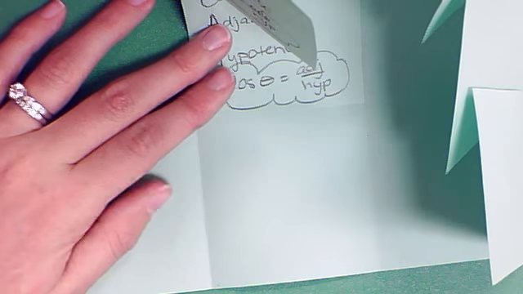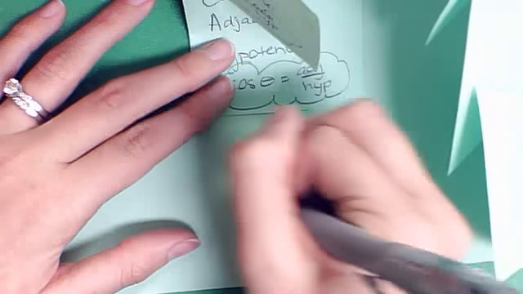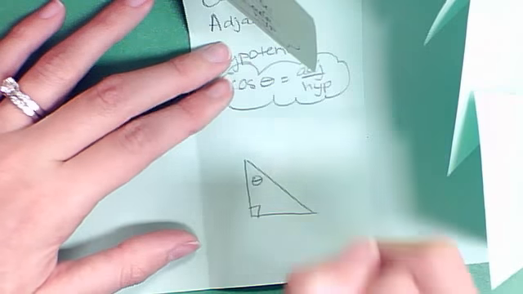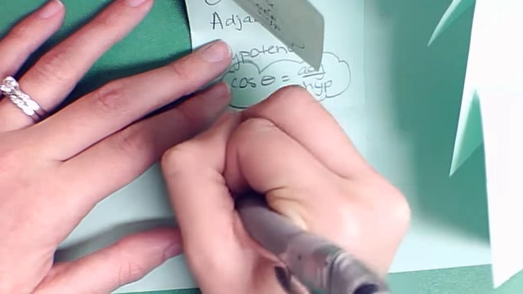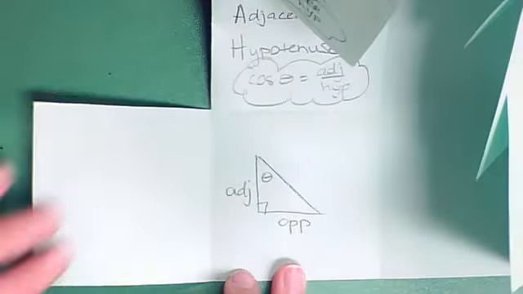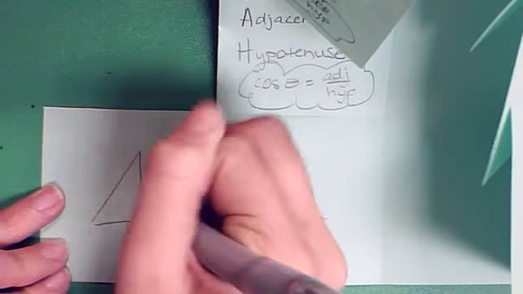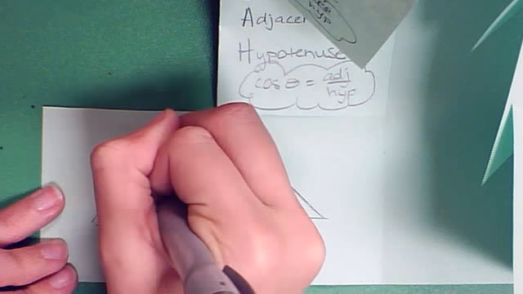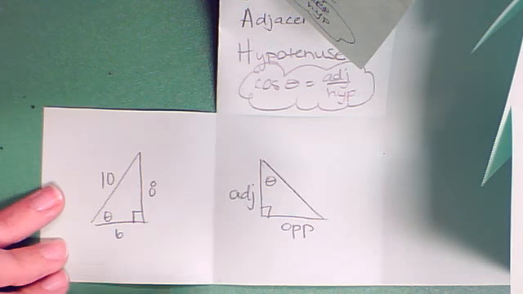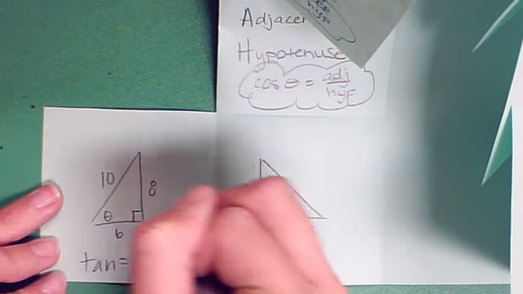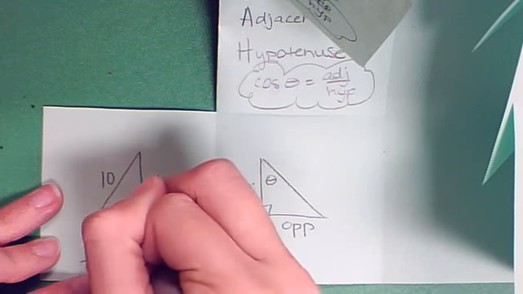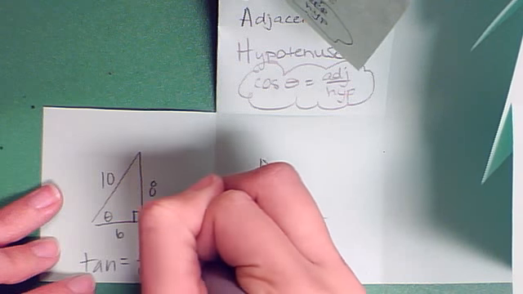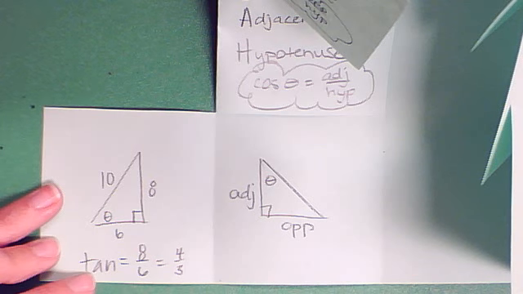The last one is tangent. I'm going to draw another triangle for reference. A 90-degree angle, our angle, and we need the opposite and the adjacent side for that one. An example, this triangle here, where my hypotenuse is 10, my opposite is 8, and my adjacent is 6. So the tangent, which is opposite over adjacent, is 8 over 6, which reduces to 4 over 3.